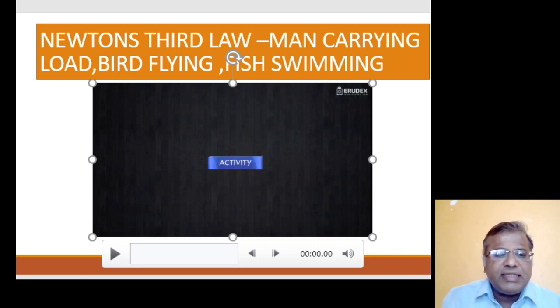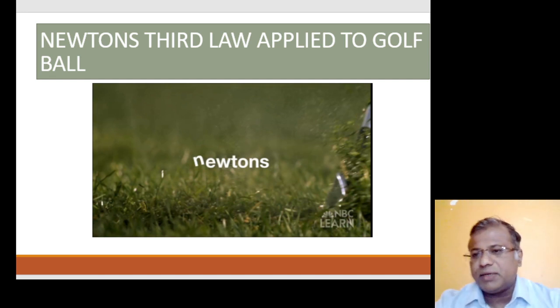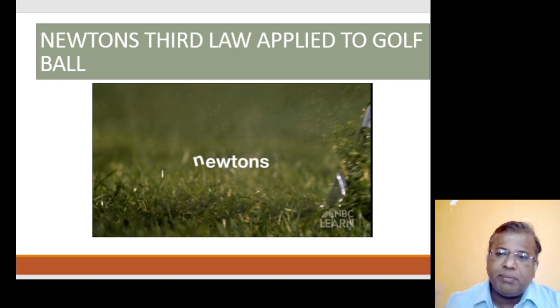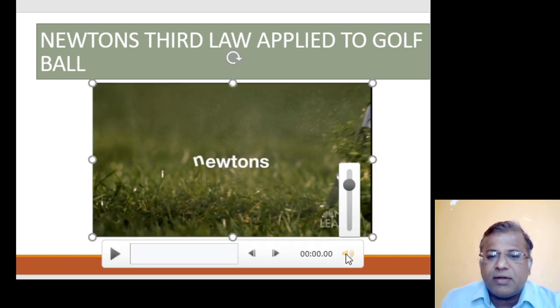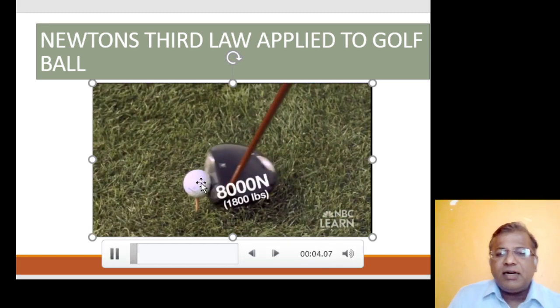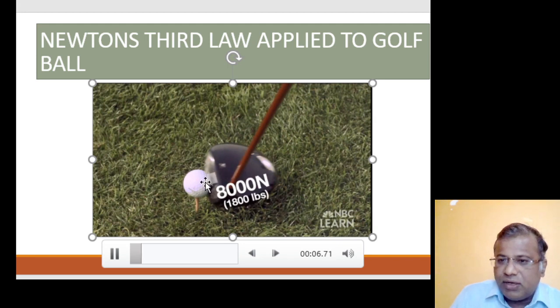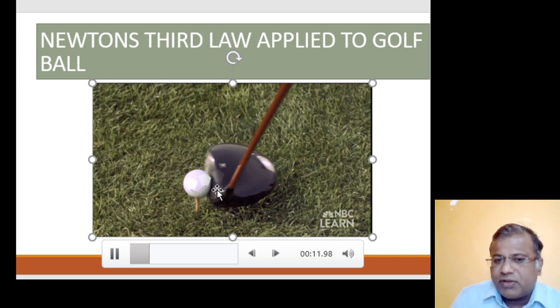Okay, so let us see the next example here. Let us try to apply this to a golf ball. You hit the golf ball with a club, which we basically call a club. So let us apply this situation to a golf ball. This club hits the golf ball with a force of, say, 8000 Newton, an example for calculation purposes.